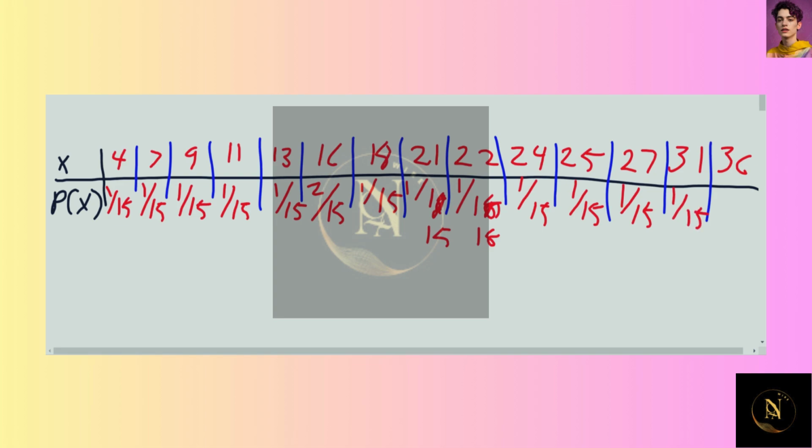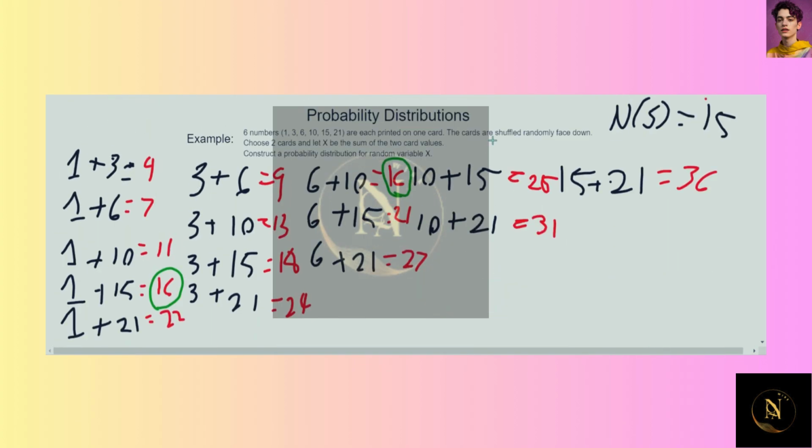And just to double check that we've made our probability distribution correctly, as we recall, every probability in a probability distribution must be between 0 and 1, so it must be positive and less than 1, and they all must sum up to equal 1. And if we add up all our 1s and 2s, we see that they all add up to 15, and as usual, 15 over 15 equals 1. So we have completed our probability distribution for this problem.